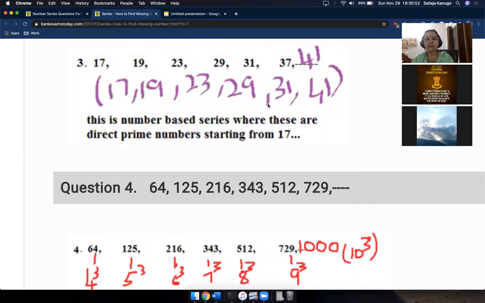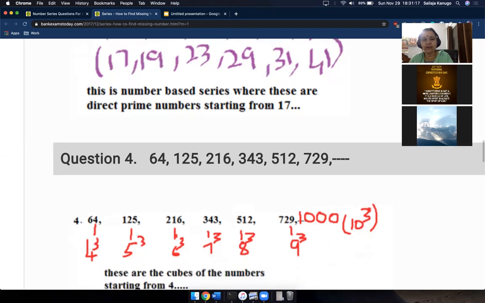64, 125, 216, 343, 512, 729. When you look at 125, you should say it's a cube. Let me test with cubes. Are they cubes? When I look at 64, I will think it is a square. It is 8 square, right? But when I'm looking at 125, I will understand this is not squares, this is cubes.